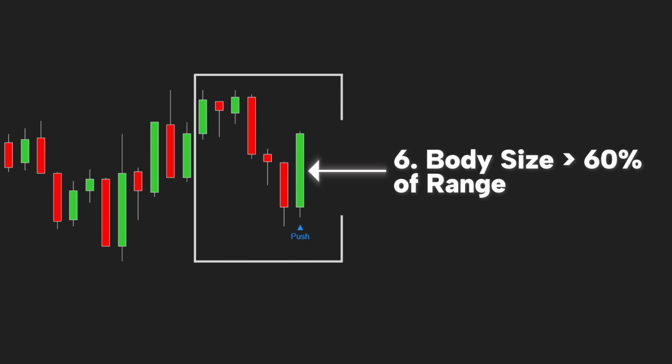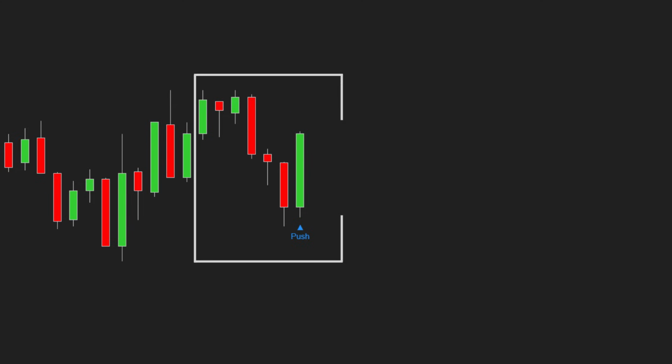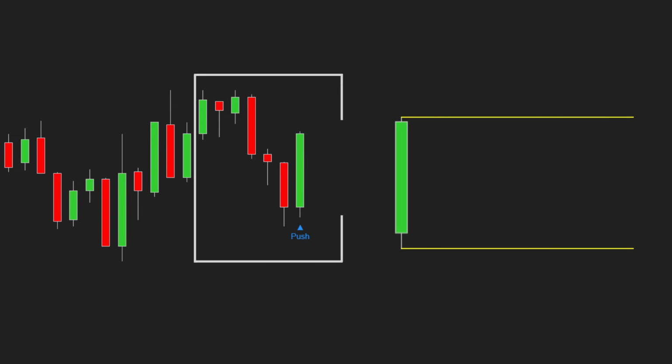When the body occupies such a large portion of the candle, it shows that most of the candle's formation occurred in one clear direction, with very little resistance from the opposite side. In other words, the buy side maintained control from the open to the close. Candles that meet this condition are often large body candles, engulfing candles, or Marubozu candles, which reflect strong and decisive momentum. These are exactly the types of candles that qualify as high-quality push signals.